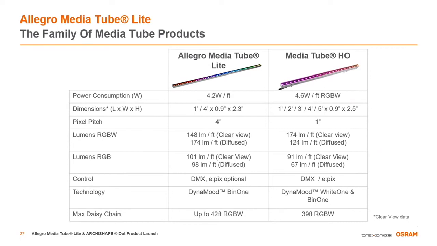So each member of our expanded MediaTube family delivers an extremely capable product for different budget levels. The MediaTube HO, being a product that has been offered by Traxon for several years, delivers a premium control offering and technology that's built into the fixture. However, adding our proprietary ePix control functionality is possible based on project needs. While the MediaTube HO is more feature-rich, the Allegro MediaTube Lite provides a simplified solution to deliver magnificent results.